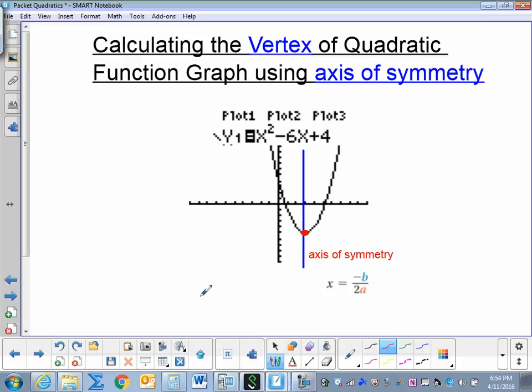Today we'll be calculating the vertex of a quadratic function's graph by using the axis of symmetry. So here I have the graph of y equals x squared minus 6x plus 4, and I want to determine the vertex. I can do that by drawing a line of symmetry, finding out what the equation of that line is, and using that information to find my vertex.